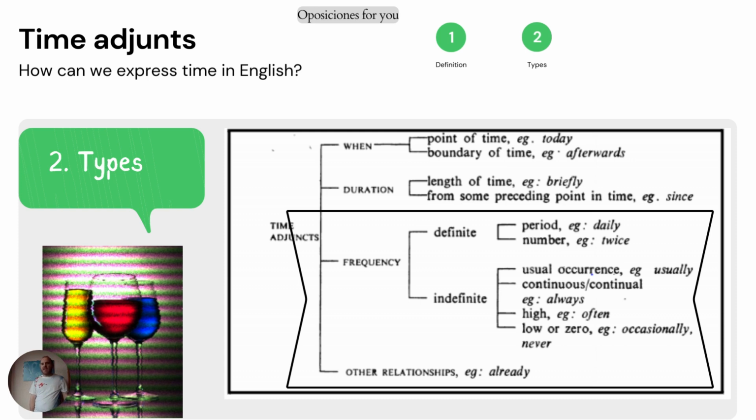Indefinite frequency, adjuncts that do not name explicitly the times by which the frequency is measured. We have the first type, usual occurrence, we normally don't go to bed before midnight, and continuous frequency, does she always dress well? The third one would be high frequency, I have often told them to relax. And the last one, number 4, would be low or zero frequency. I have seldom used this app.